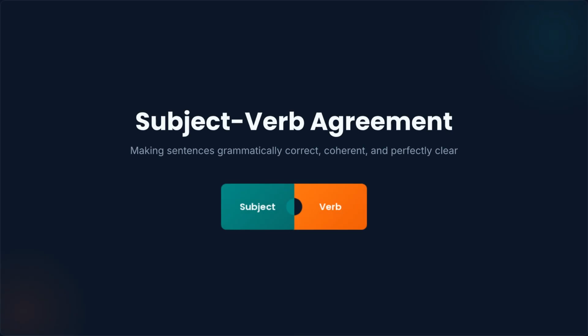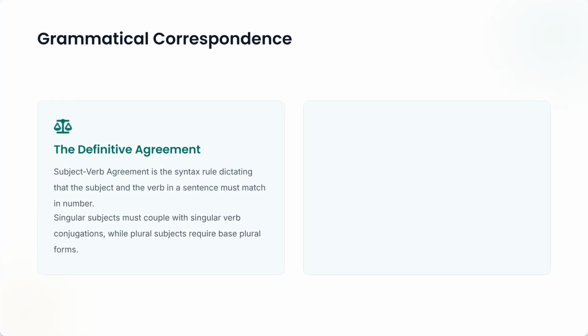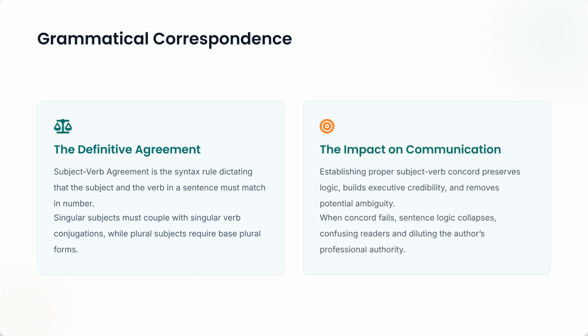Welcome to this video on Subject-Verb Agreement. We will explore how to make your sentences grammatically correct, coherent, and perfectly clear by ensuring the subject and verb align. Subject-Verb Agreement is the rule that dictates the subject and verb in a sentence must match in number. This correspondence preserves logic and removes ambiguity from your writing.